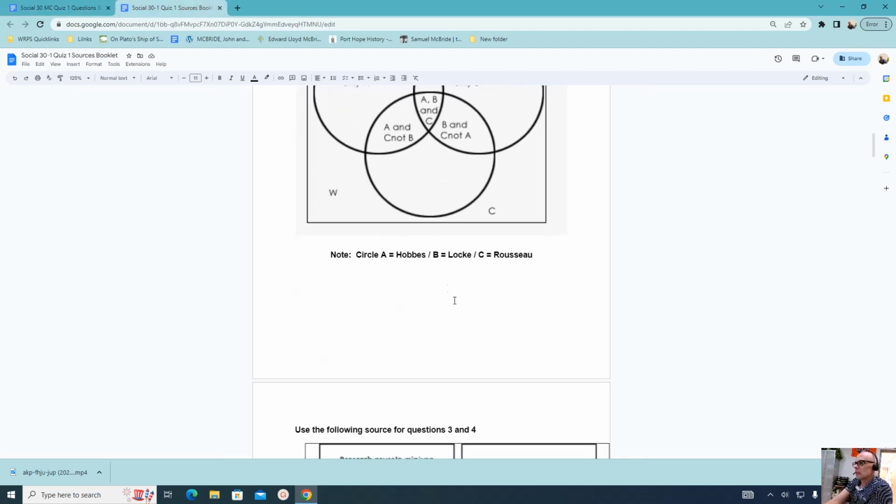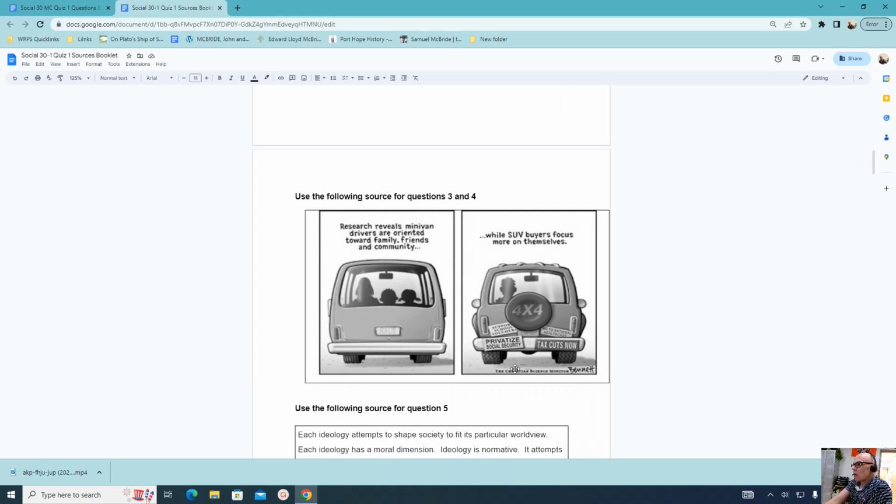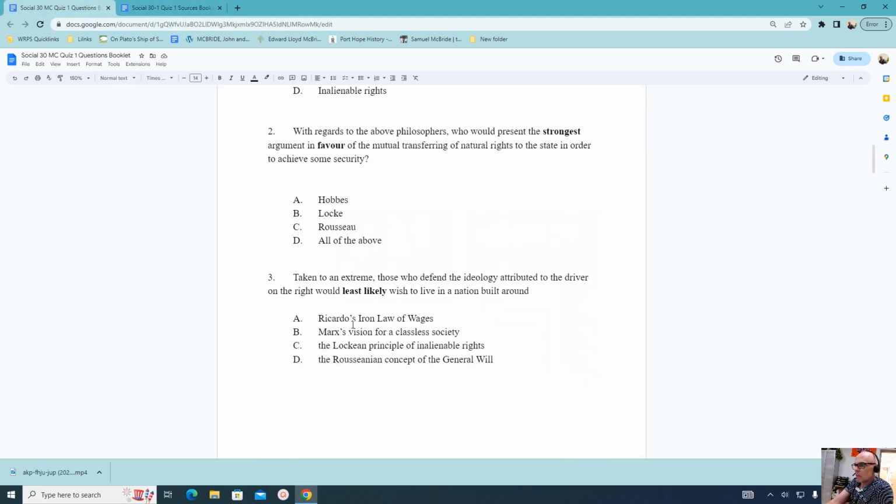Let's take a look. Person on the right. The person on the right wants to privatize. They want tax cuts. So the person on the right is a capitalist. The opposite of a capitalist is Marxism. They least likely want to live in B, Marxist vision for a classless society.